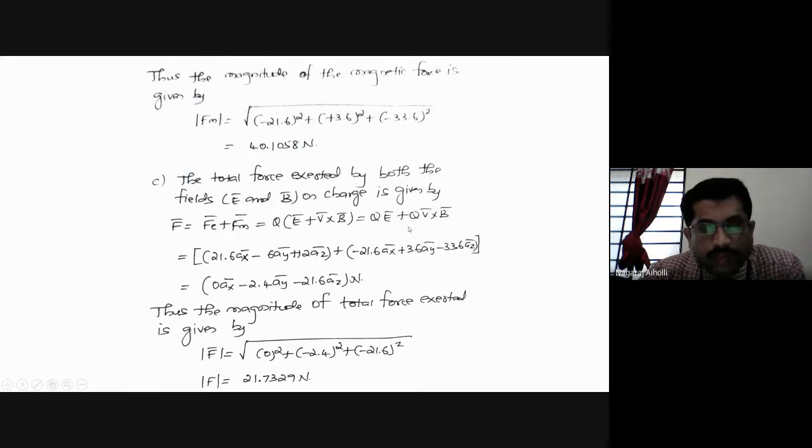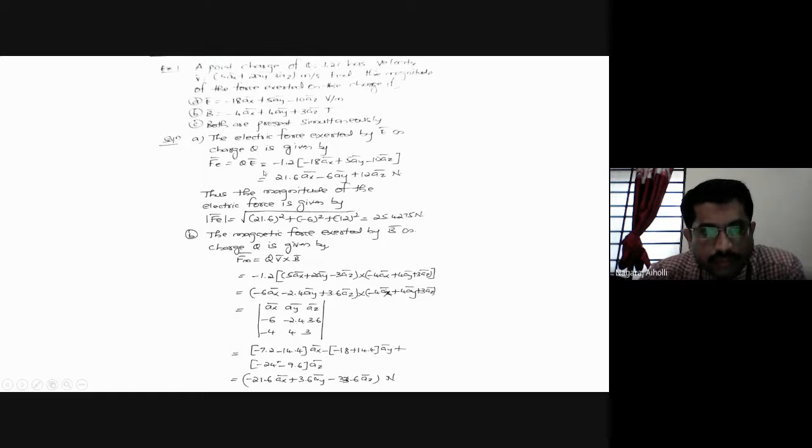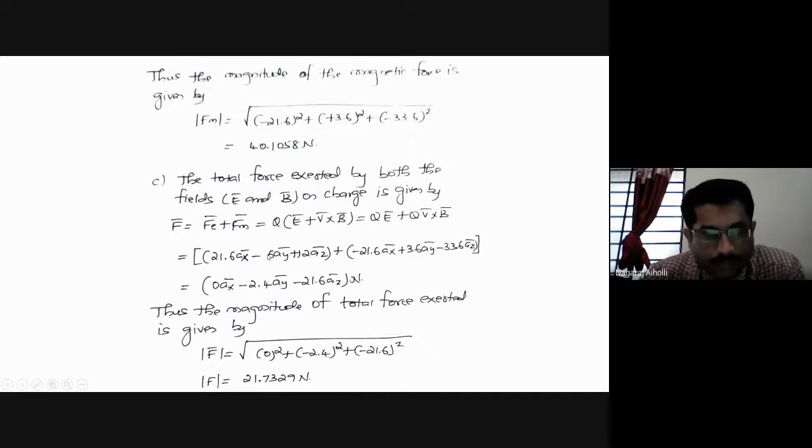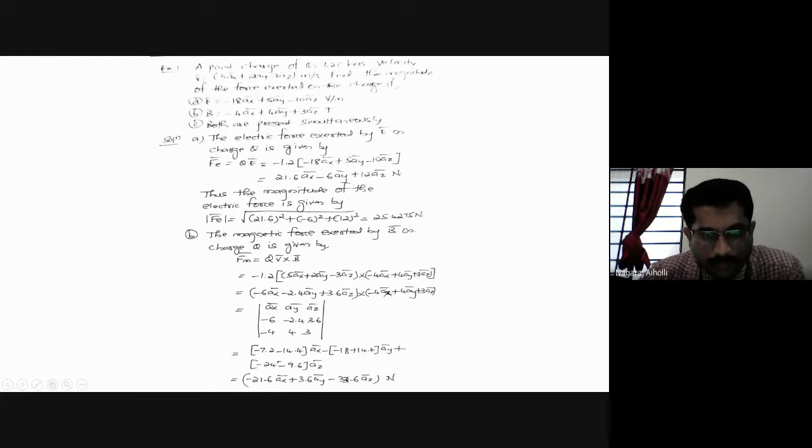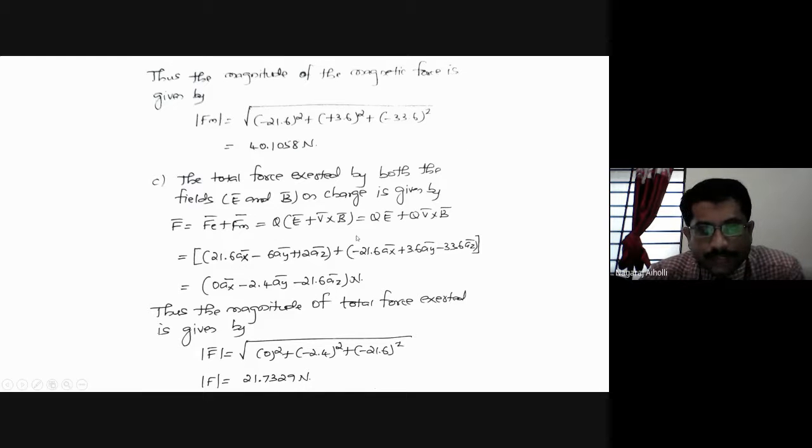Then write it. QE we have already found out. What is the equation for QE in the first part of the problem? 21.6 AX bar minus 6 AY bar plus 12 AZ bar. Write it as it is. Then plus QV bar B bar. This also we have found out, QV bar into B bar here. This is minus 21.6 AX bar plus 3.6 AY bar minus 33.6 AZ bar. Write it. Then sum these two. Add these two vectors. Whenever you are adding two vectors, what is the rule? You have to add x component with x component, y component with y component, and z component with z component. That is the rule for adding two vectors.